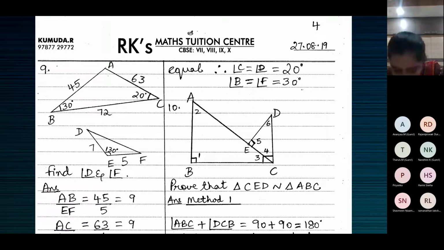Shall I share the answer for the 10th one? Yes, ma'am. Okay. Again, very commonly asked this one. Very simple also. The numbers may vary. I'll just take a figure like this, right triangle, right triangle.